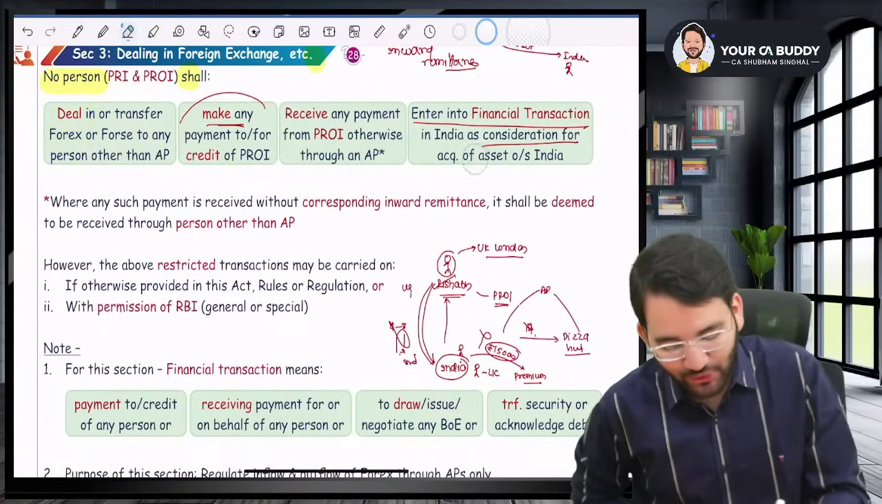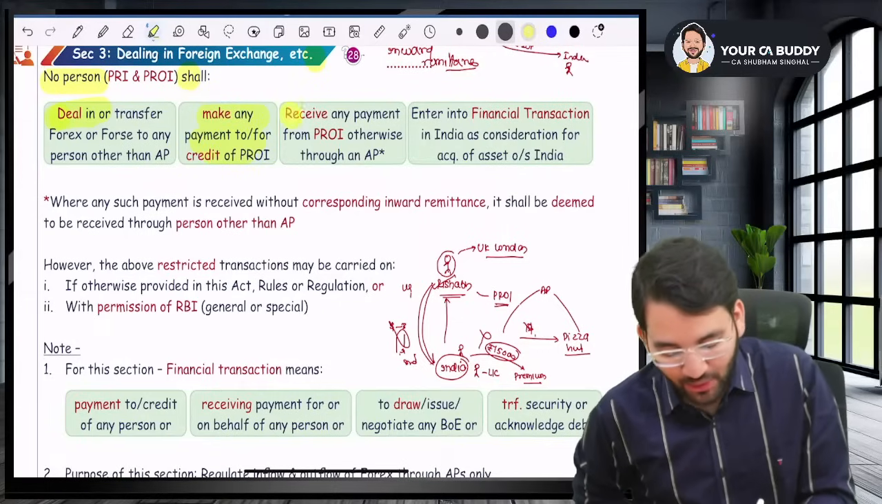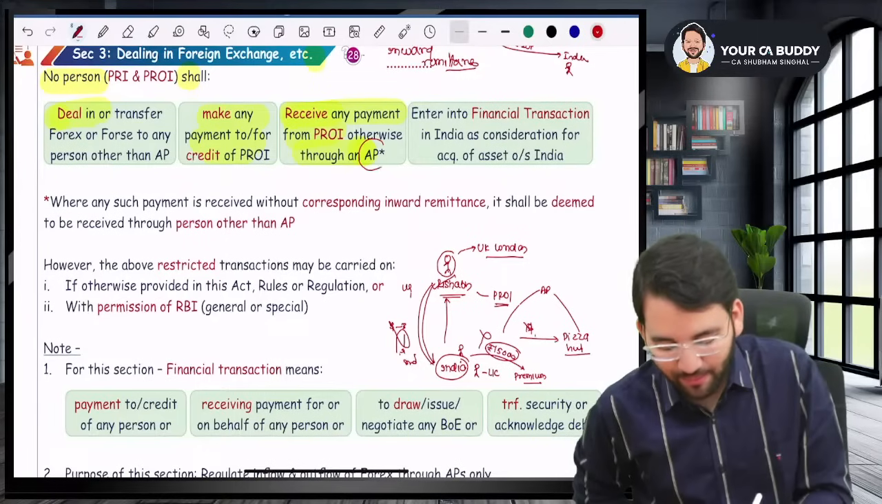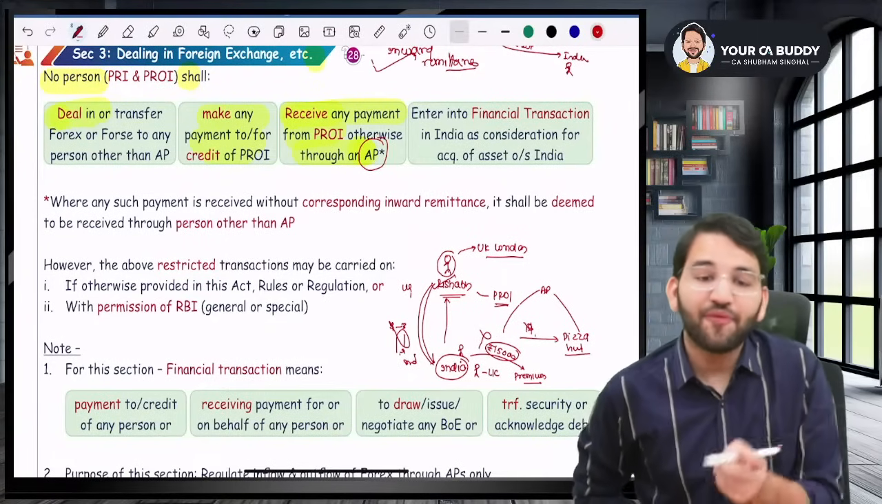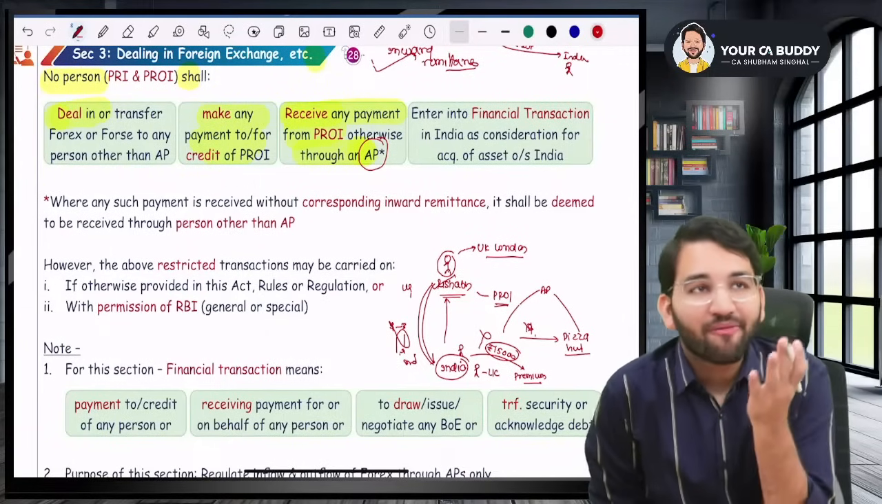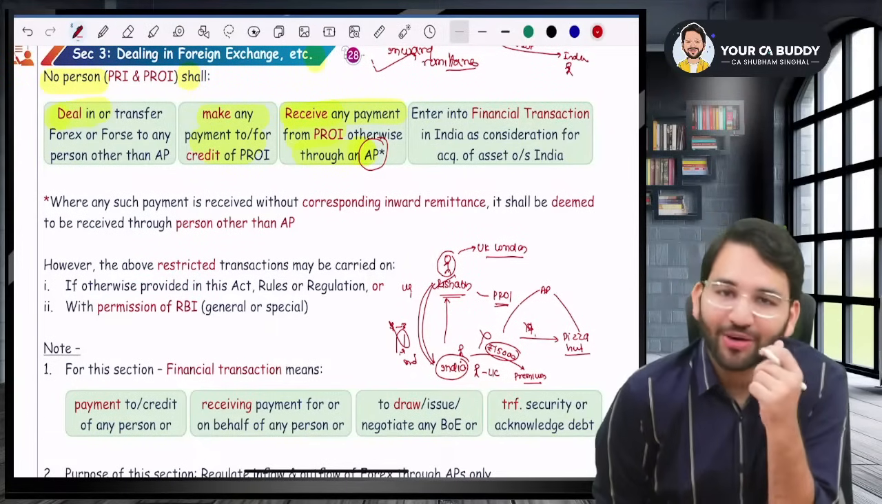Did you understand, sir? So you cannot deal in any foreign exchange. You cannot make any payment to the credit of a PROI. You cannot receive any payment from a PROI otherwise than through an AP. When you receive through an AP, you get an inward remittance certificate. If you don't get an inward remittance certificate, it will be presumed that you have received the money from a person other than an authorized person. So basically, you have not complied with the law.